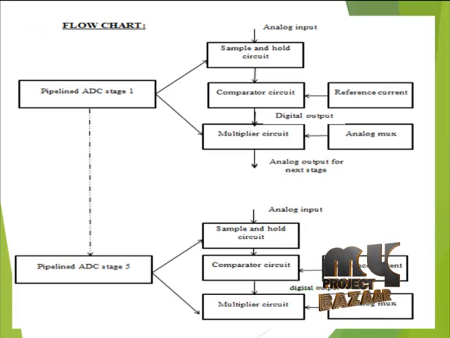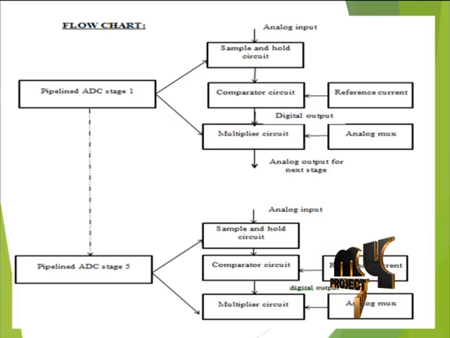Let me show our process flow diagram. In our process we give the 11-bit analog input to the ADC, and for the main objective, the pipeline ADC, we use five stages of pipeline ADC conversion. Now I am describing the first pipeline ADC stage.